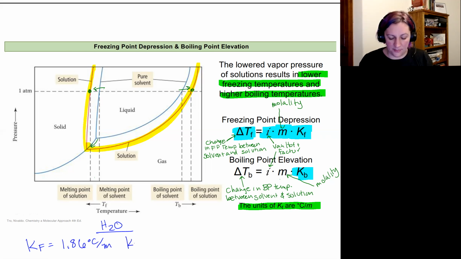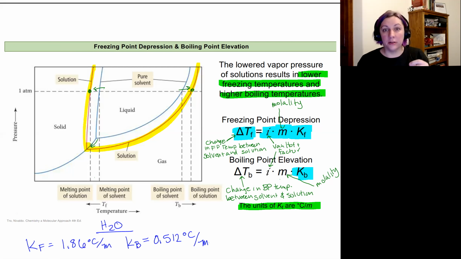And our Kb is actually smaller. So there's less of a change to the boiling point of our water than there is to our freezing point. This is 0.512 degrees Celsius per molal.